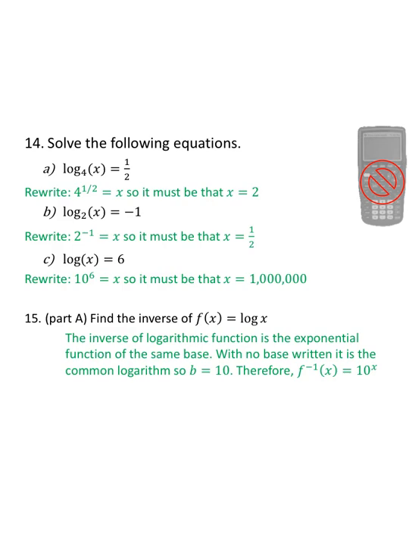Remember, the 1/2 power is a square root. The denominator of a rational exponent is the index of a radical. The square root of 4 is 2, so x must be 2.